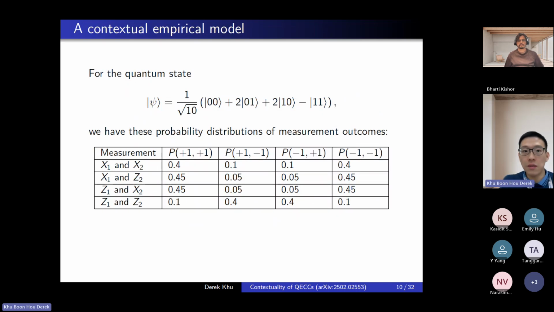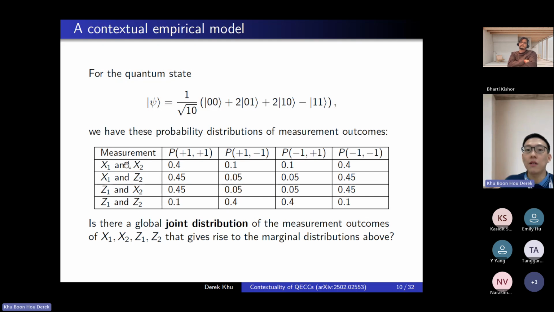So here's something that's contextual. Given a quantum state, if you do the calculations on this quantum state, you'll see that x1 over here means x tensor I, and x2 means I tensor x. So measuring x on the second qubit and measuring x on the first qubit. If we do a measurement on this quantum state, we should get this table of probability distributions, where the +1 and -1s are the eigenvalues corresponding to the operators. And so asking whether it's contextual or not is the same as asking, is there a joint distribution of all of these x1, x2, z1, and z2 that give rise to this marginal distribution over here?